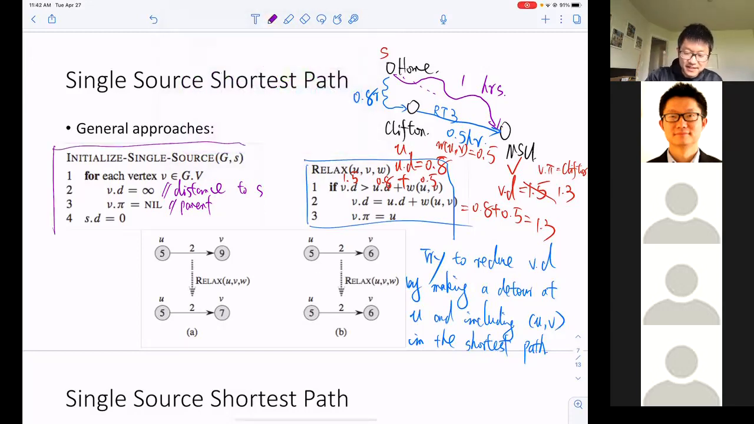If no questions, I want to ask you a question. What is the complexity of the initialization algorithm? O of V. Yes, O(V). V is the number of nodes in the graph, because in this function we only have a for loop, and we do something for each node in the graph. So the total complexity is linear in the number of nodes in the graph. And what about the relax function? What is the complexity?